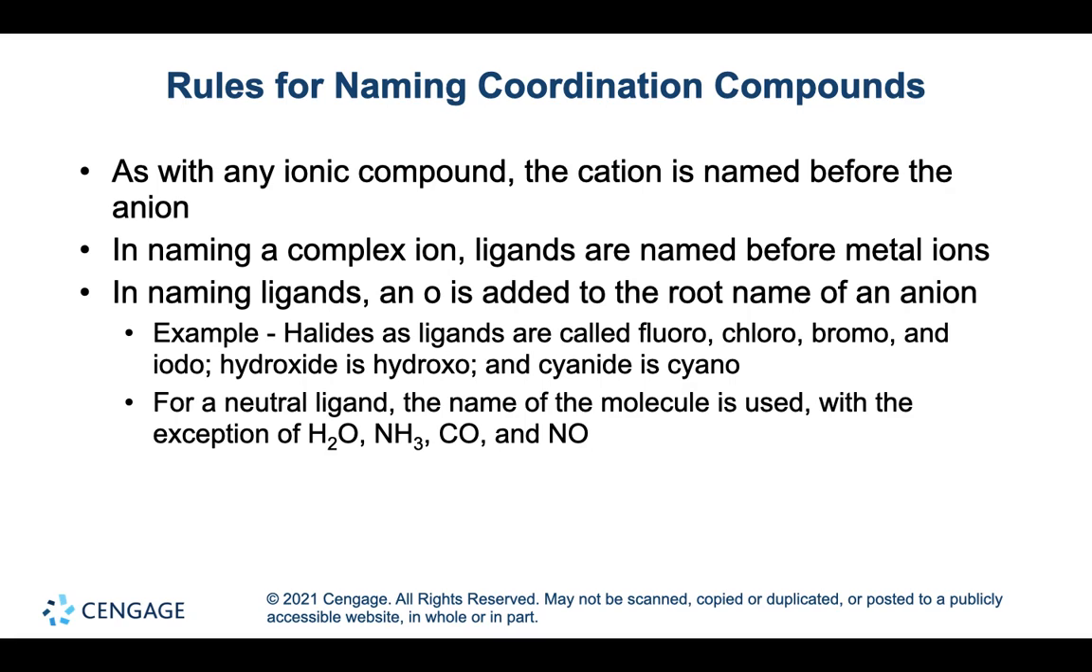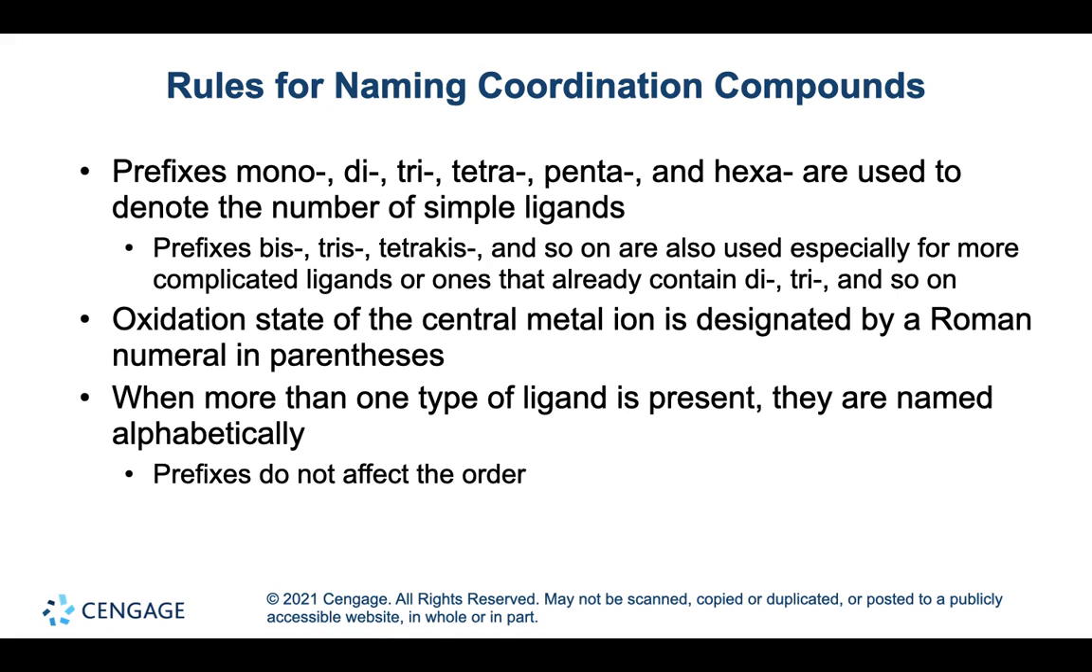If your ligand is an anion, you change its ending from "ide" to "o". So instead of fluoride, you say fluoro. Instead of cyanide, you say cyano. Hydroxide, hydroxo. For the neutral ligands, we simply name the molecule. So H2O, water, or you might use a Latin word like aqua, NH3, CO, NO. We name it by the molecule.